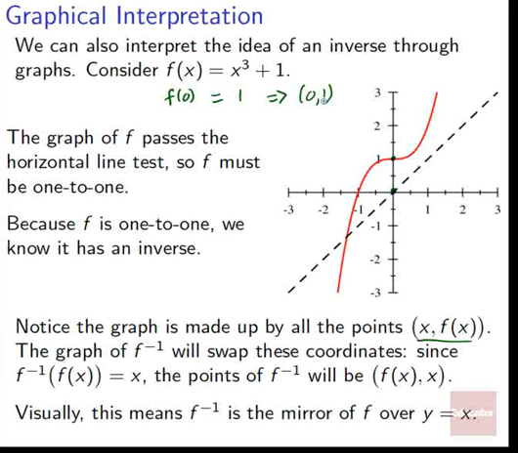Now the graph of f inverse will swap these coordinates, right? It takes in outputs and spits out inputs in a way. So its input will swap these two things. It takes in f of x and it spits out x. So the points of f inverse will be the reverse of the points of the other one. So f of x comma x is what we get for f inverse. Now visually what that means is that f inverse is going to be the mirror of f over y equals x, and that's our line right here, y equals x.